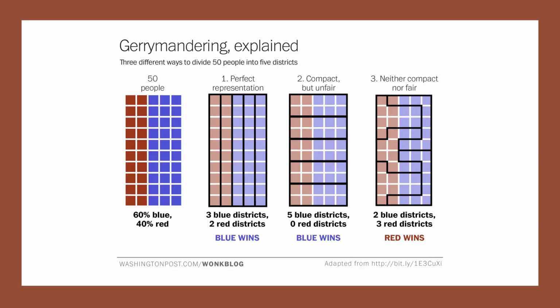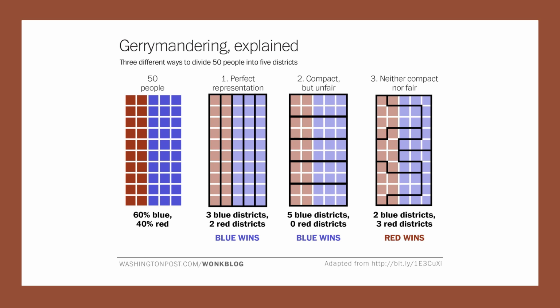So let me show you an example of how it basically works. On the far left, imagine you have a state of 50 people, and you have 60% blue or Democrat and 40% red or Republican. If you want to represent those perfectly, and you have 5 districts and thus 5 representatives for your state, you'd want 3 of them represented by Democrats and 2 represented by Republicans, right? Because that gives voice to the amount of people in your state. So you have 3 blue districts and 2 red districts.